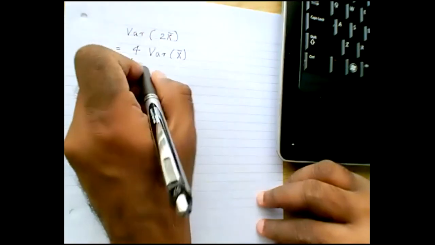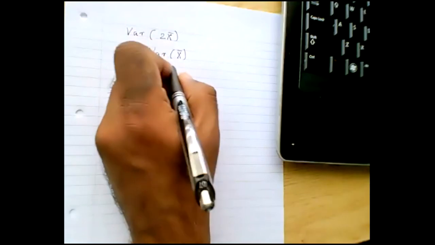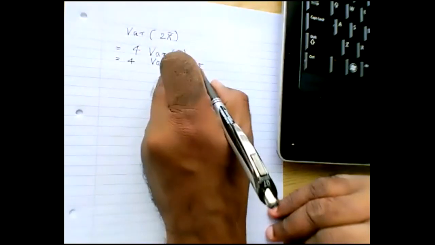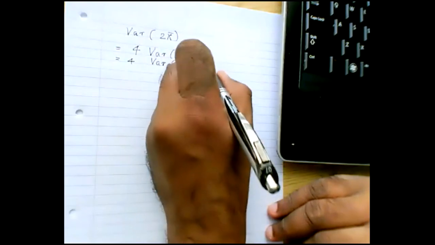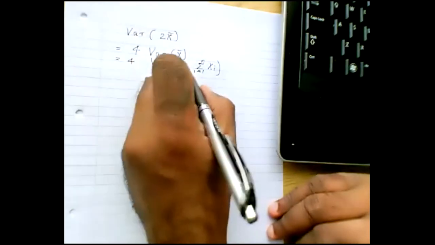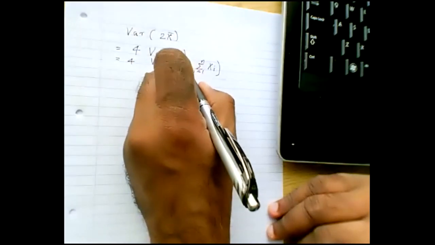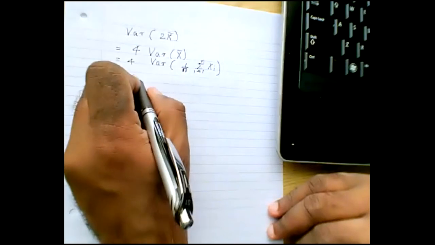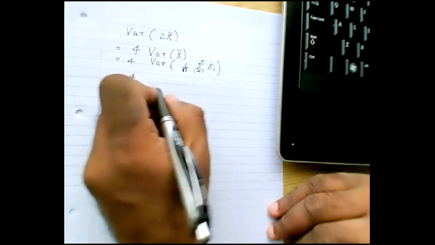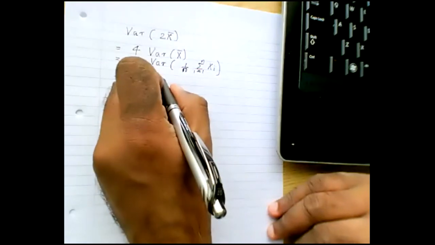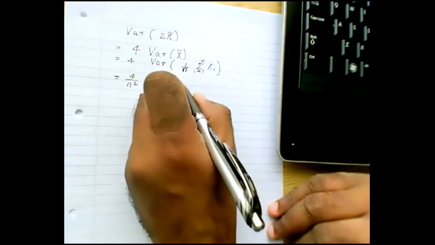This is 4 times the variance of 1 over n times the sum of xi. This is n, guys, okay, n. Now, if you pull the n outside, guys, it becomes n squared times the sum of the variance of xi.